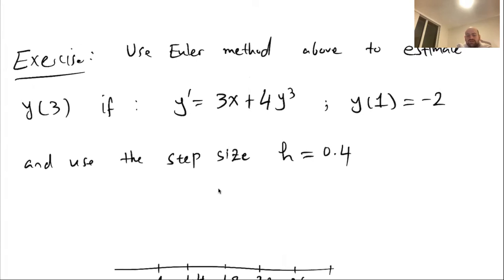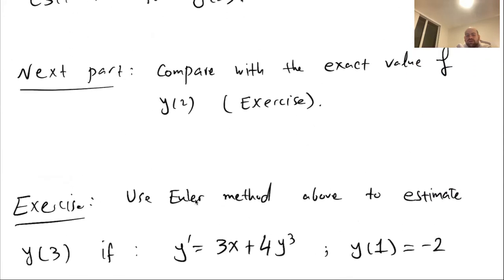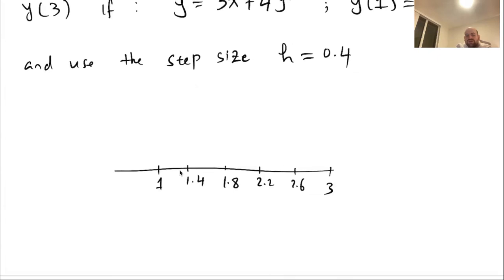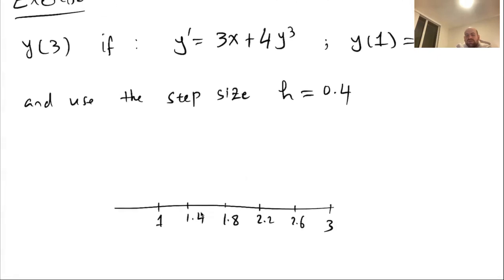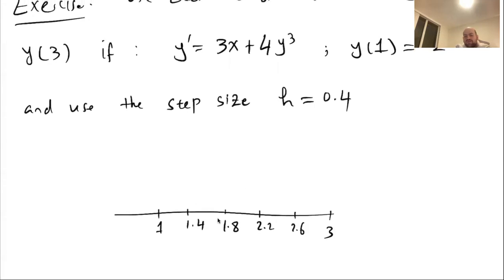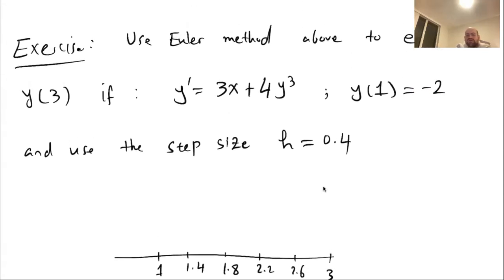So using the starting point 1 and -2, and this is your f of x and y here, 3x plus 4y cubed is your f of x and y. You can estimate the value of y of 1.4. Once you have the estimation for y of 1.4, then that will be your new starting point. Using that, you can estimate y of 1.8 and so on. Now, the difference between this question and the previous example is that the previous example was very easy to find the exact solution. It was a separable equation. But for this question, finding the exact solution is not as easy, but we can still easily find an estimation for y of 3.